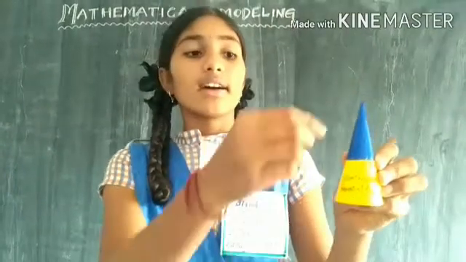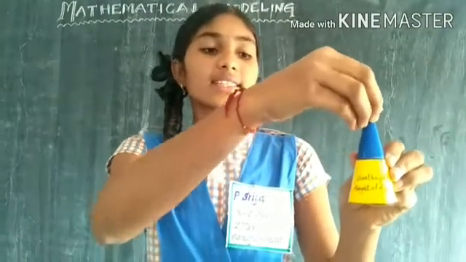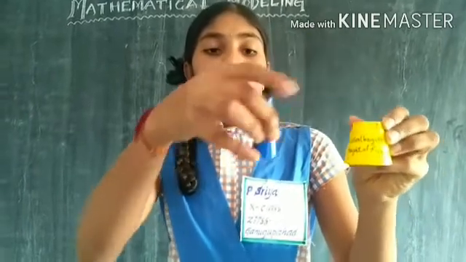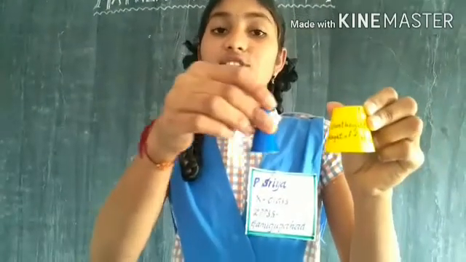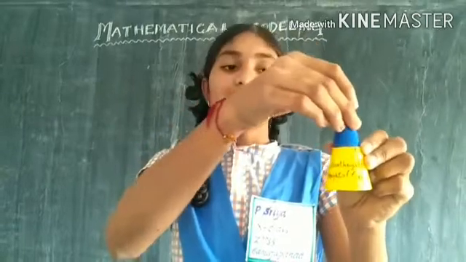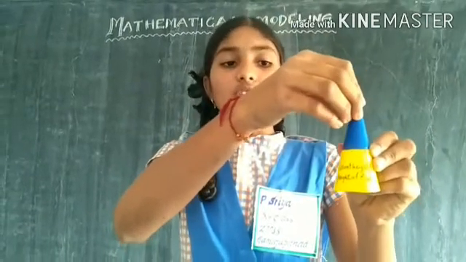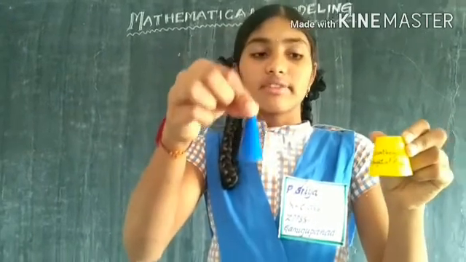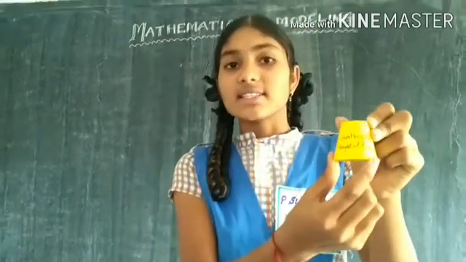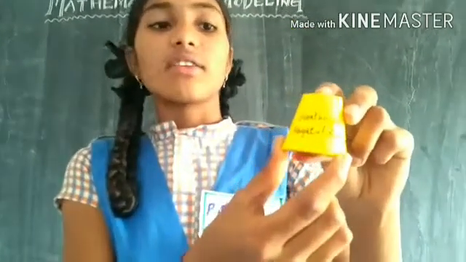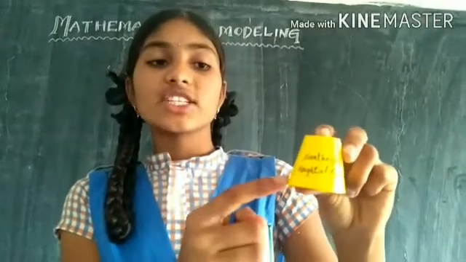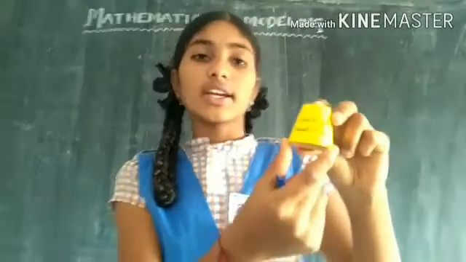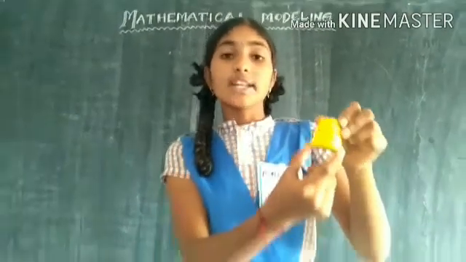When I cut this model parallel to the base, we get two parts, and these two parts belong to this bigger cone. When we observe these parts, this one is a cone, we know, but what is this? What is the shape? We know this yellow colored shape is not a cylindrical shape and not a conical shape. So what is the name?